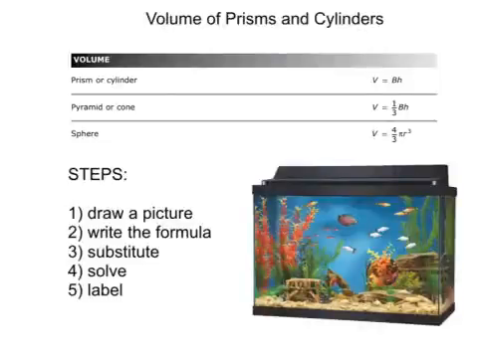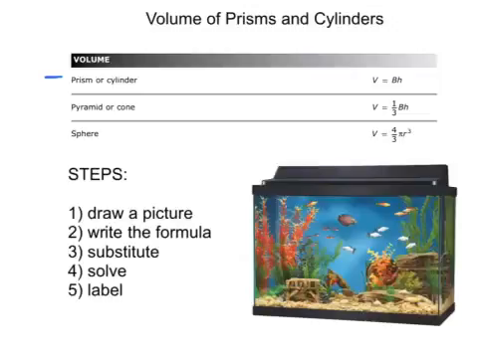Hi, so we are going to look at volume of prisms and cylinders today. And the reason we're going to do those two together is if you take a look at your formula chart, and you can see I've taken a picture of it here, that prisms and cylinders actually have the exact same formula to find the volume. So to find the volume for a prism or cylinder, the formula is V equals BH.